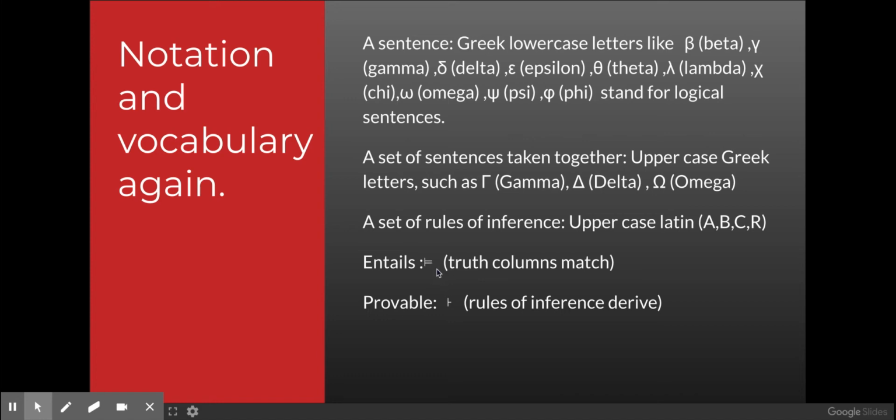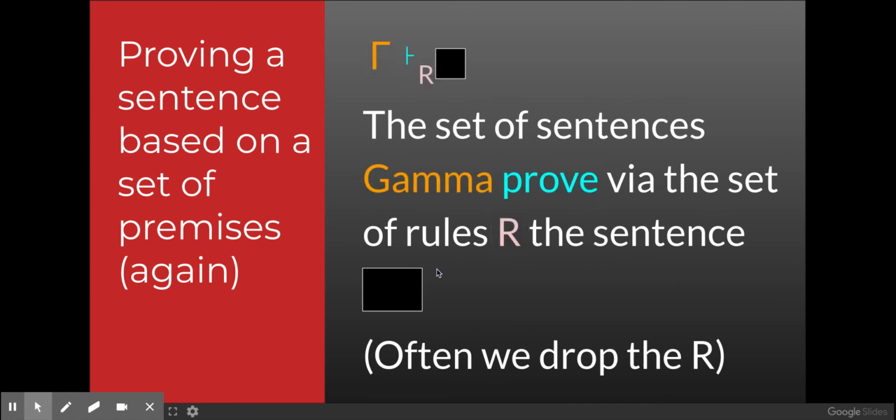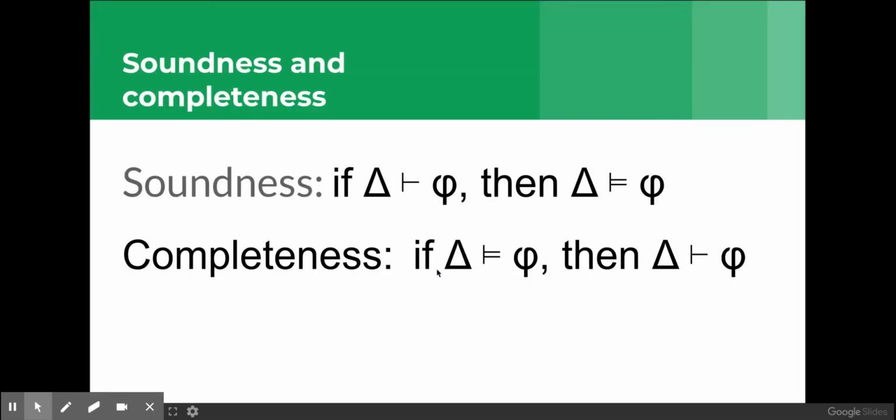The double turnstile means that the truth columns match. The thing on the left has the truth column matched to the right. Although actually match isn't quite the right term because that would imply complete equivalence. And then provable means that the rules of inference allow us to derive from the left to the right of that symbol. So those symbols help us say things like the set of sentences gamma proves via the set of rules R the sentence phi. And we've talked about this before. Now let's use those symbologies to define soundness and completeness formally.